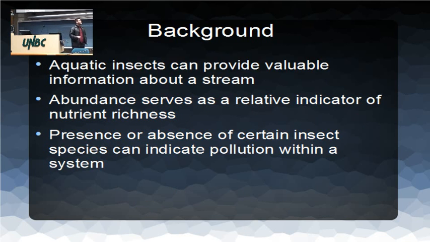So a little bit of background on my research here. Aquatic insects actually provide a lot of information about streams. It's kind of common sense. Obviously, the abundance is going to serve as a relative indicator of nutrient richness. If you don't have a lot of insects, there's probably not a lot there for them to eat. More insects, there's probably a lot of nutrients there. But it might be less intuitive to realize that the presence or absence of certain insect species can actually tell you whether there's pollution present within a system or not.